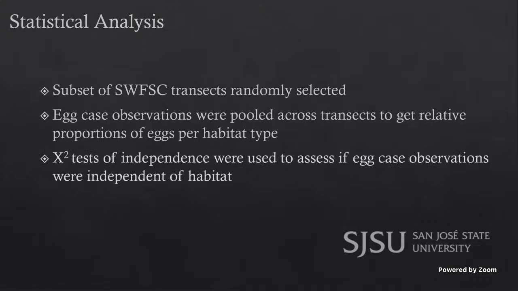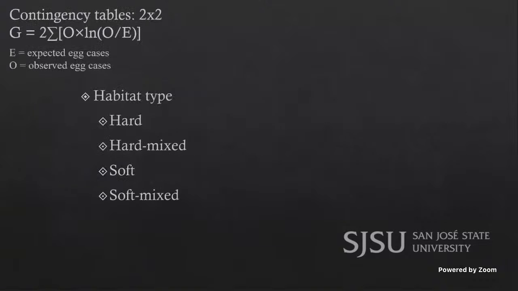Chi-square tested whether egg case observations were independent of habitat, and this was done using contingency tables. Habitat preferences were analyzed for each species independently. This was done using a 2x2 contingency table, and this was looking at the 4 habitat types: hard, hard mixed, soft, and soft mixed.